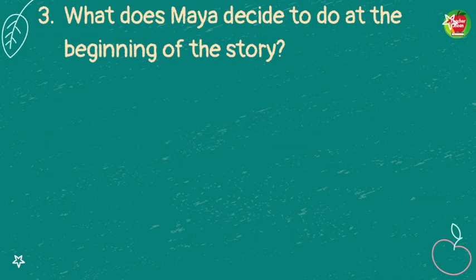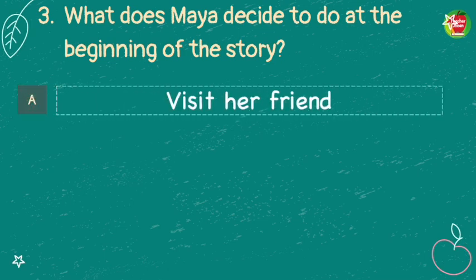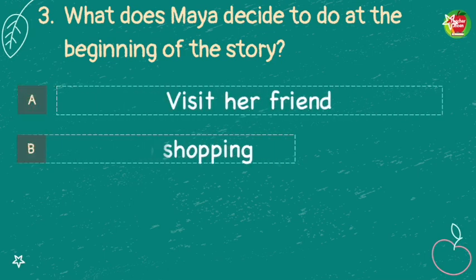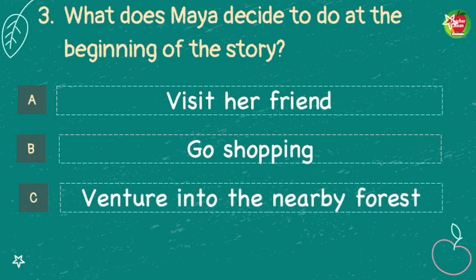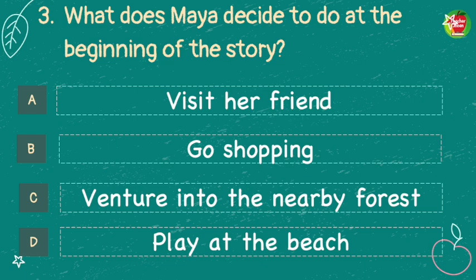Number 3. What does Maya decide to do at the beginning of the story? A. Visit her friend. B. Go shopping. C. Venture into the nearby forest. Or D. Play at the beach.